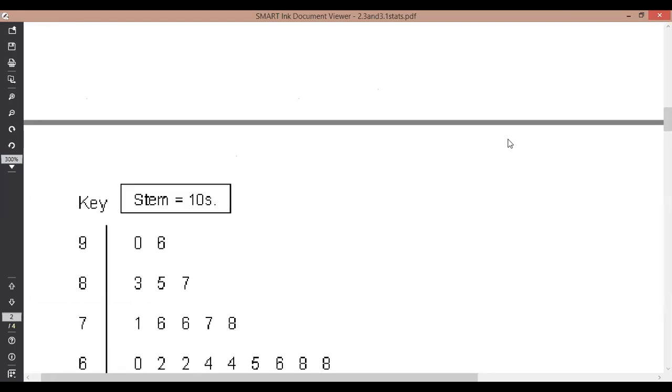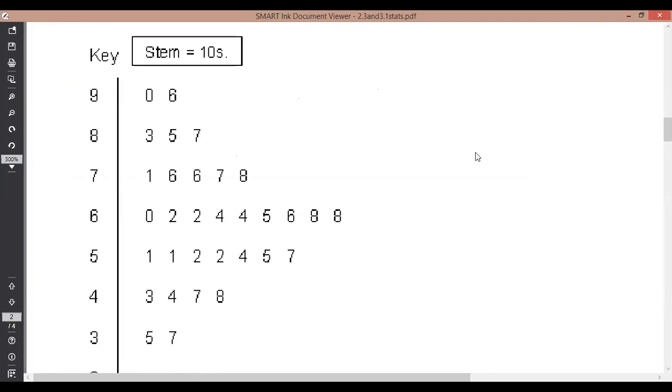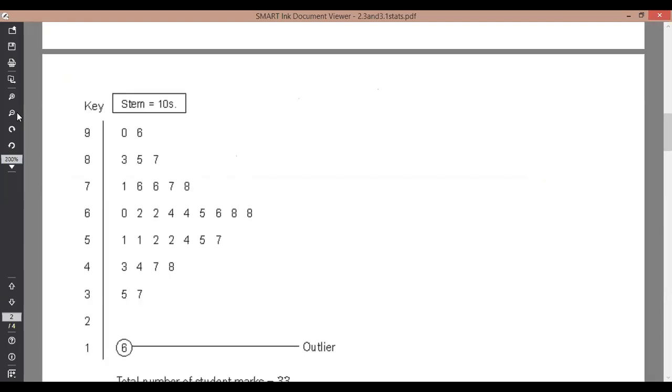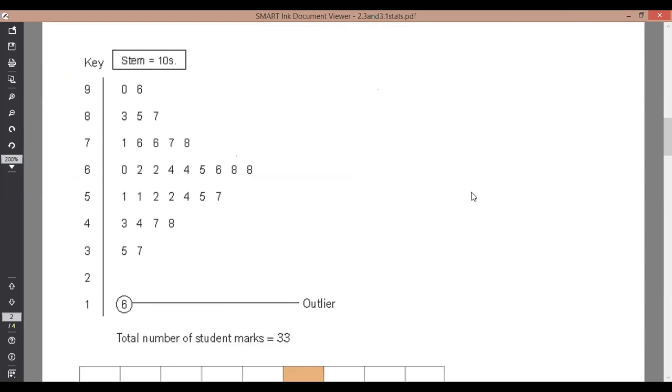Here's an example. So these are grades of students in some class, right? Now, notice what they tell you for the key here. They tell you that stems are 10s. So for example, this person made a 96, right? They don't go into quite the detail as the other one, but they figure people will know what they're talking about. So take a look at this.